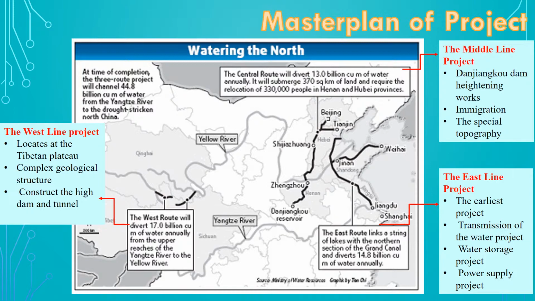For the West Line project, the location is at this map, on the left area. This project will transfer the water from the upper reach of the Yangtze River to the Yellow River. The project is located at the Tibetan Plateau with a complex geological structure. The project needs to construct a high dam and tunnel, which is a big challenge for the technical requirements of the entire project.